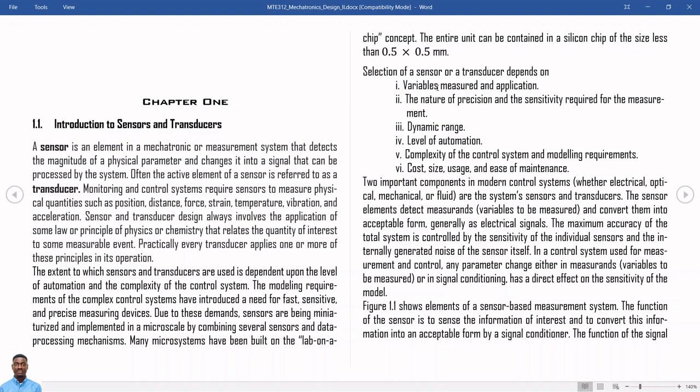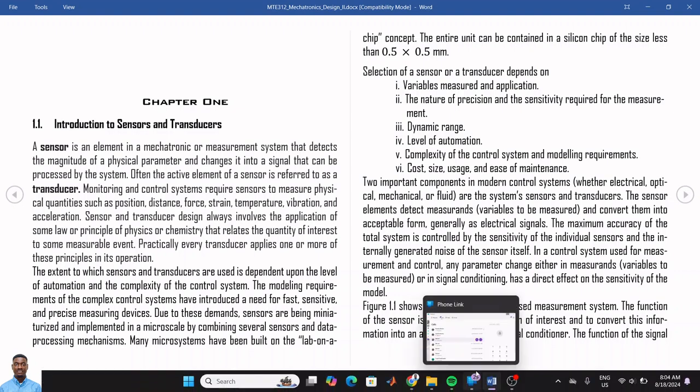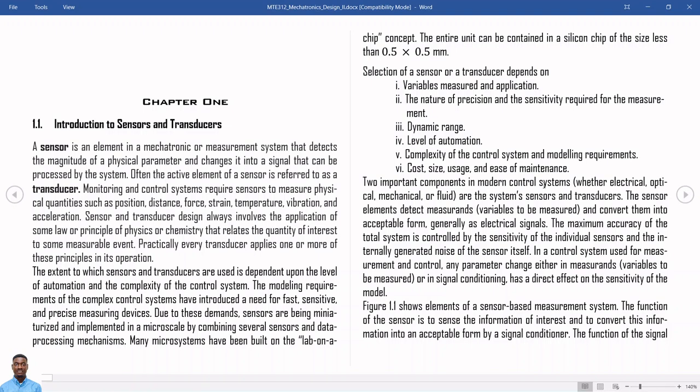Also, we have what we call the dynamic range. We'll talk about that later. The level of automation also will determine the number of sensors that you might use. Also, the complexity of the control system and the modeling requirements will also determine the selection of sensor that you might want to use. The cost, the size, the usage, and the ease of maintenance also are some other things that you might want to consider when you are selecting sensors.